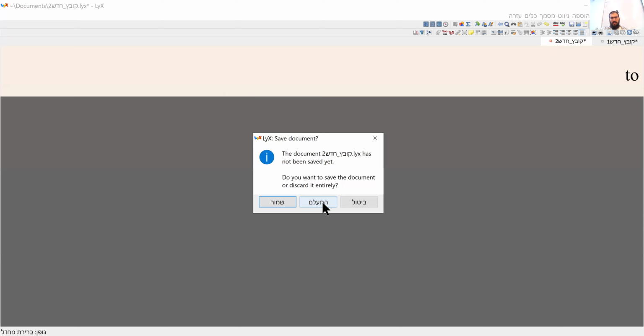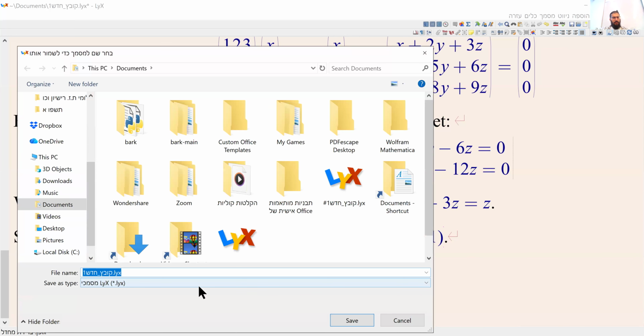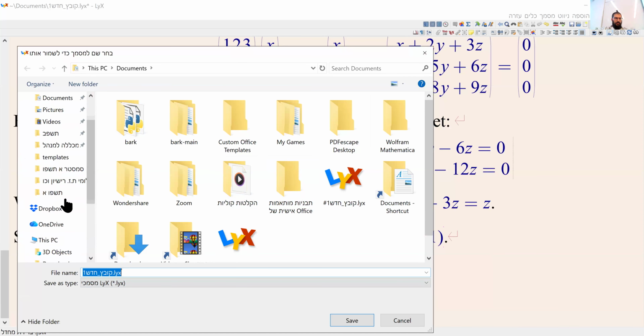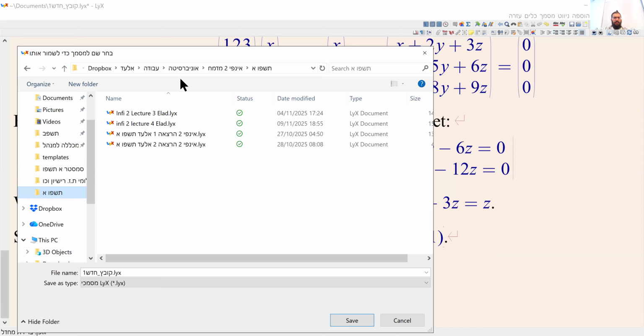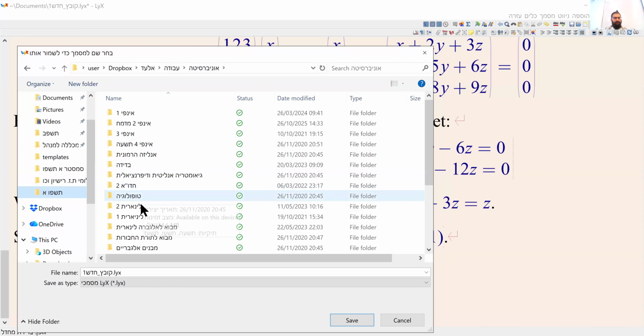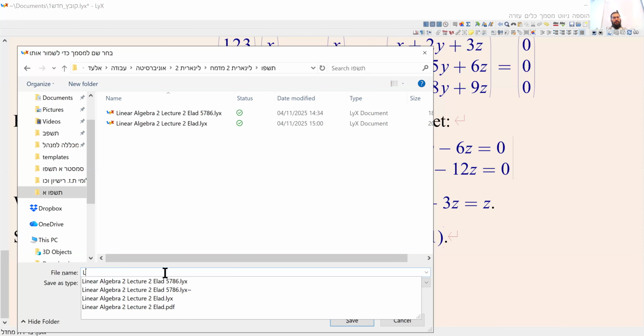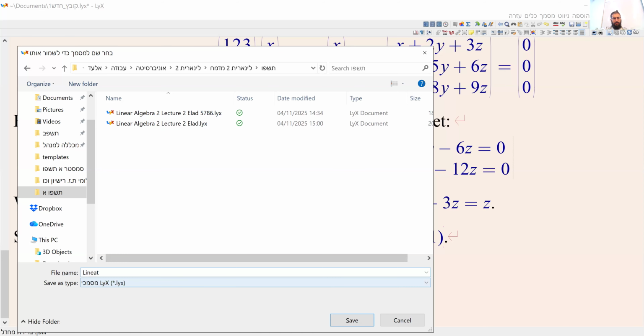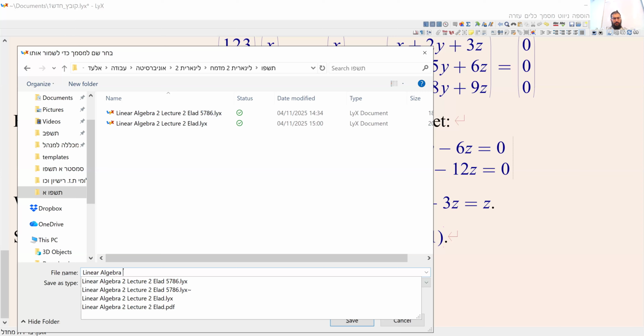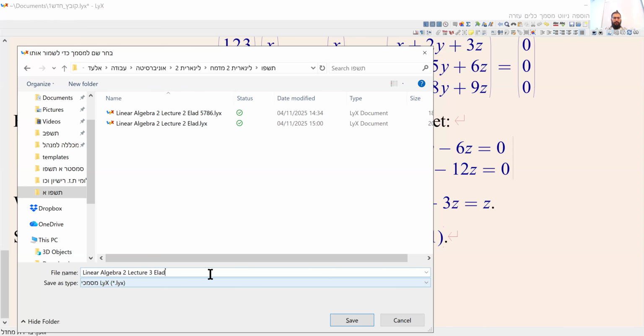You want to save it? No, but let's save our. Yeah, I'm going to save it. For the record, I didn't save it. Everything is bad. Linear algebra 2, lecture 3. Why do I have two different files here? Whatever. Okay.